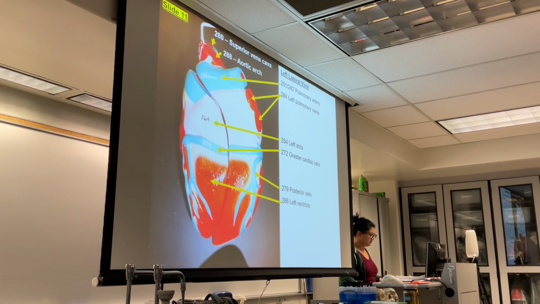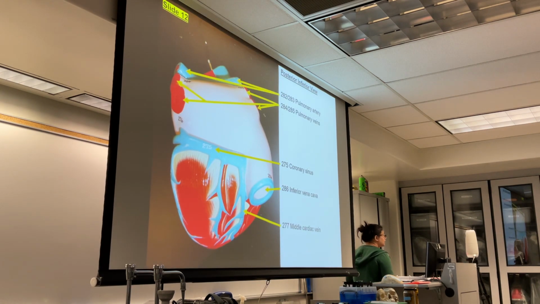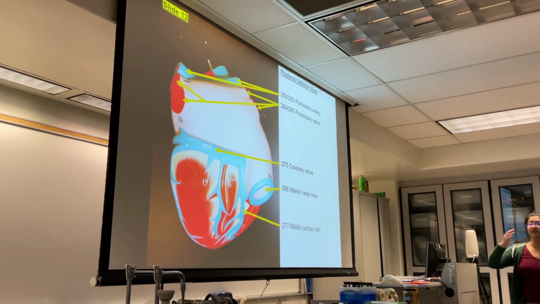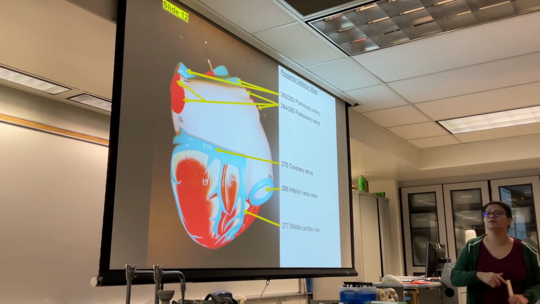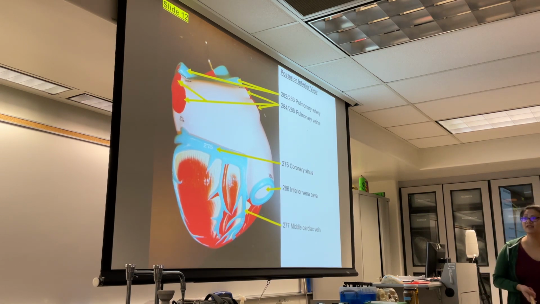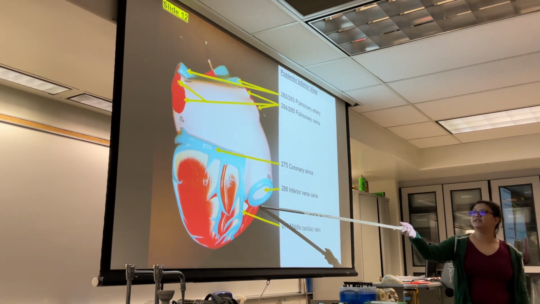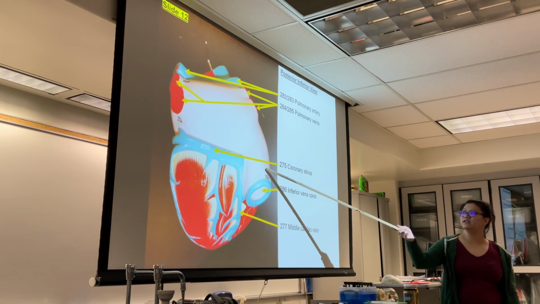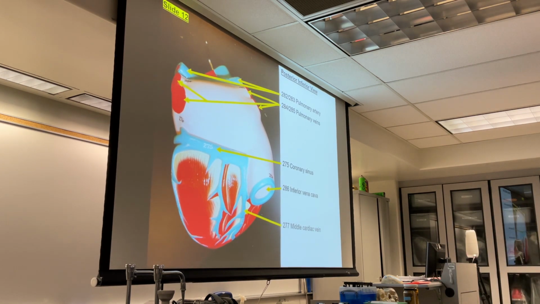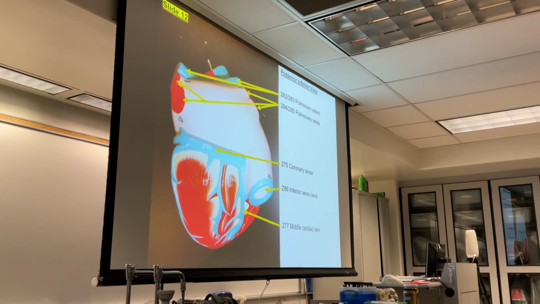All good? All right. If you look at it from the very back side, not the left side, the previous slide was a left lateral view. So now if you look at it from the very back, notice how you can now definitely see that inferior vena cava. Notice how your vena cava are actually really, really large. There is a reason for this.